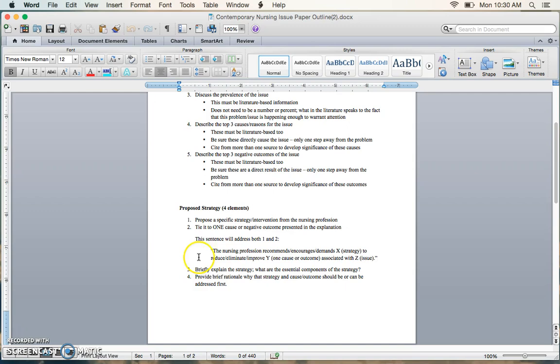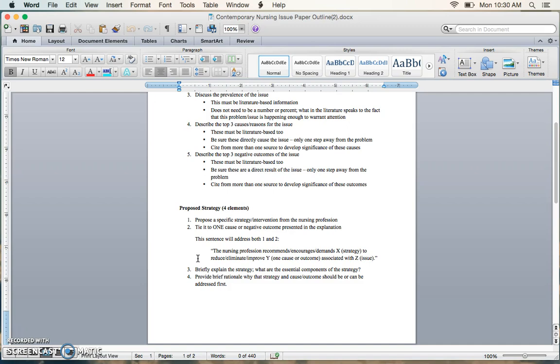You will literally include this sentence right here, okay? It'll address both 1 and 2 of this section. The nursing profession either recommends, encourages, or demands your strategy, okay, whatever you propose to fix the problem, to reduce, eliminate, or improve whatever cause or outcome you choose to be associated with this.